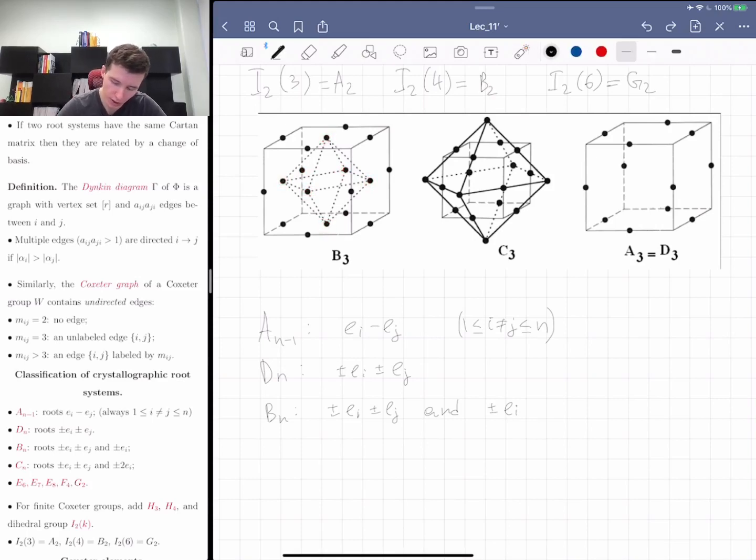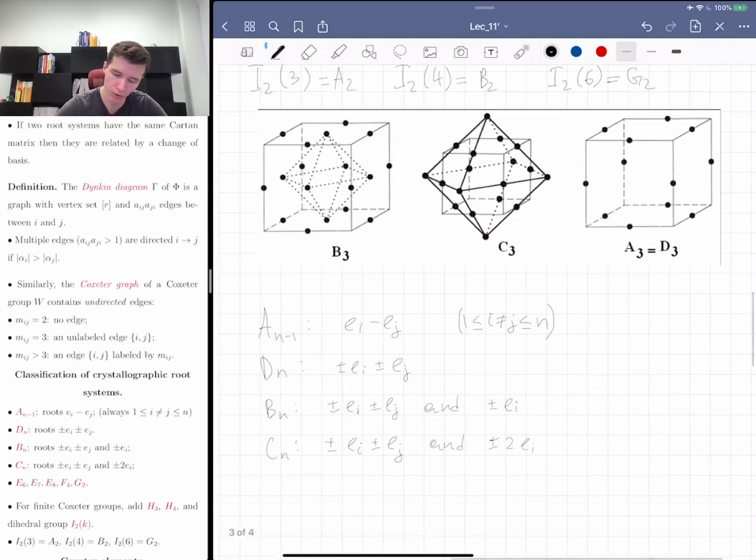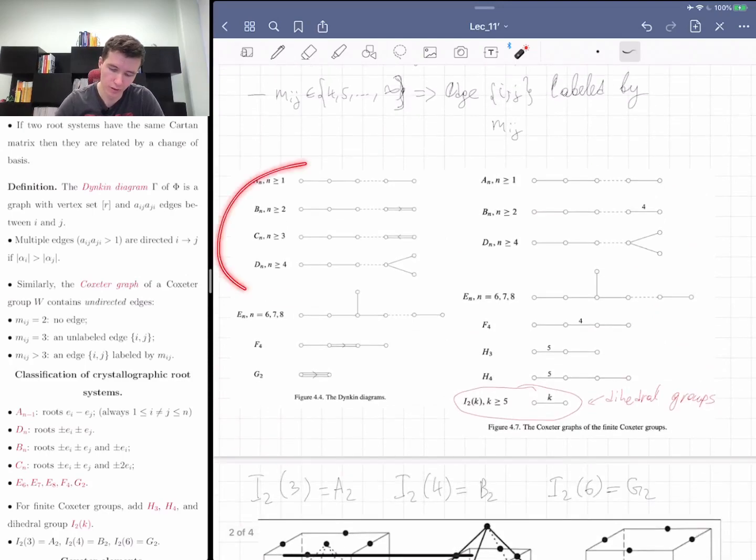And finally, B_n and C_n, as I mentioned, only differ in the lengths of some roots: plus or minus e_i plus or minus e_j, and plus or minus twice e_i. So you can see here, C3 is obtained from B3 by just rescaling the basis vectors, taking twice the basis vectors instead of once the basis vectors. Now, an exercise for you is to compute the simple roots of these root systems, and then check that the Dynkin diagrams are of this form.